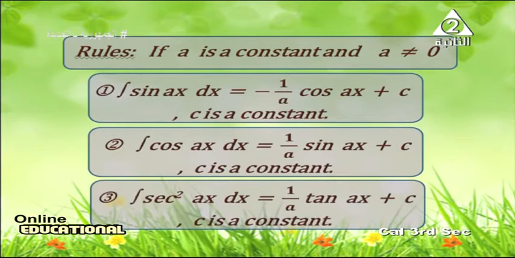And number 3, the integration of sec power 2 ax dx equals 1 over a, where a is the coefficient of the angle or the derivative of the angle, times tan ax. Tan ax is the integration of sec power 2 ax, plus the constant c.